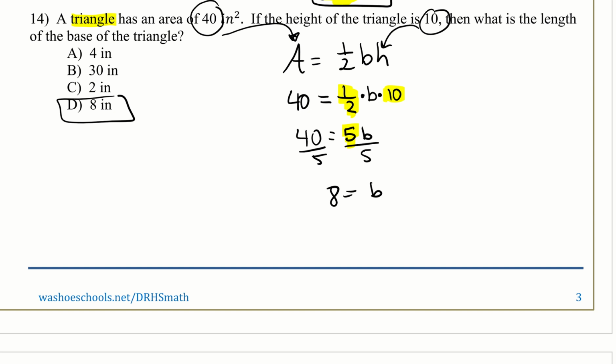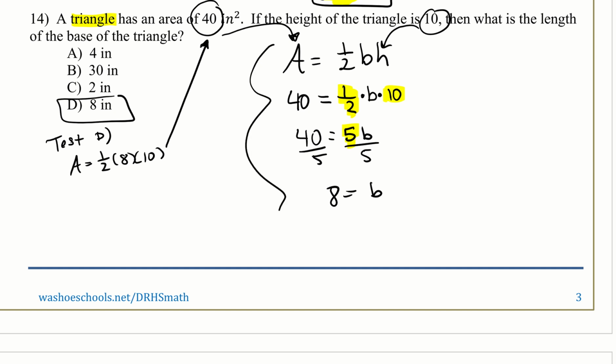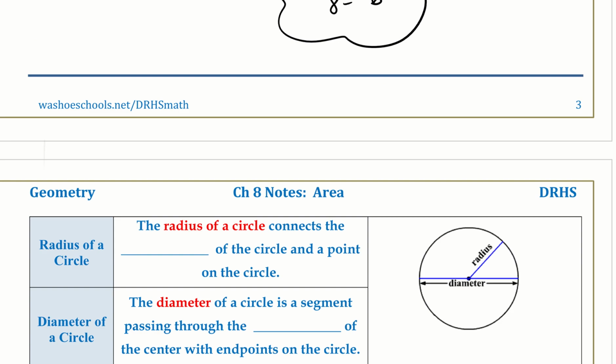Now, some students would do this differently. Some students would maybe test the different answers, multiply these by the height 10 and divide by 2 and see which one gives you 40. There's nothing wrong with that. If you prefer that method, if you wanted to test maybe part D, you could do 1/2 of 8 by 10 and just verify that it gives you 40. That works awesome if it's multiple choice. However, if a problem is not multiple choice, then you're going to need another strategy, which is why I used this one. Not everything is multiple choice. All right, let's move on to circles.